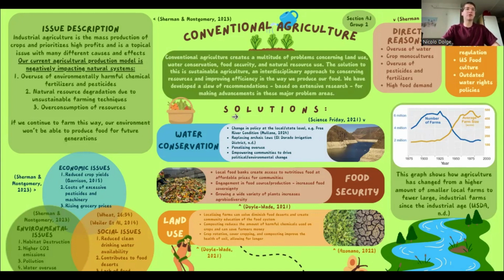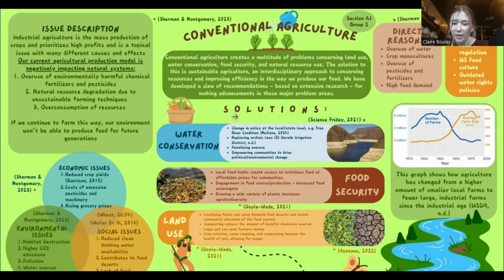Additionally, conventional agriculture creates social issues, including reduced clean drinking water availability via pollution. It also contributes to the creation of food deserts, which are areas where people simply can't get enough healthy food for the whole community. This creates a lack of food sovereignty in communities, reducing their ability to choose what food they want to eat. There are also environmental issues, including habitat destruction and higher carbon dioxide emissions, which contribute to global warming, as well as pollution and water overuse.